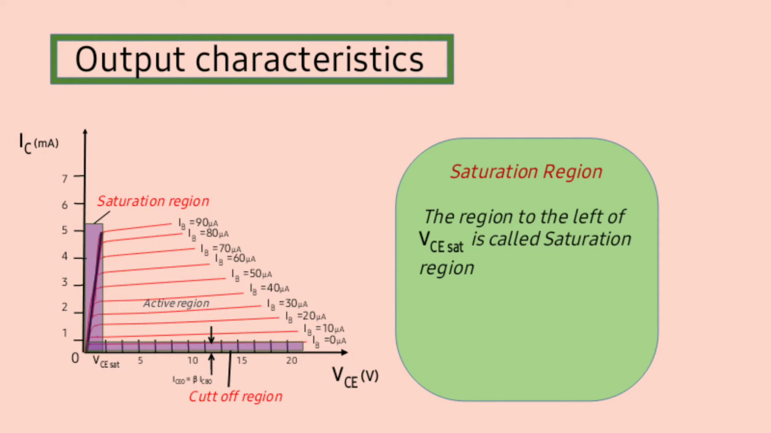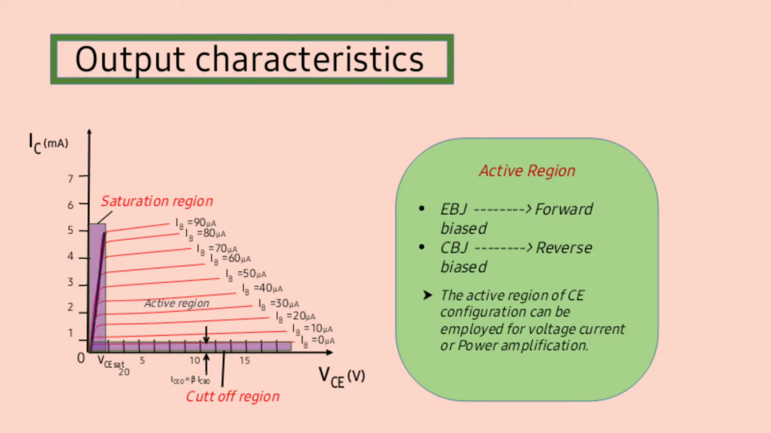That is about the active region. The next region of operation is the saturation region. Here the region to the left of this VCE sat is called the saturation region. In the active region of this common emitter amplifier, the EBJ is always forward biased, whereas the CBJ, that is the collector base junction, is reverse biased. And this active region of common emitter configuration can be employed for voltage, current or power amplification.